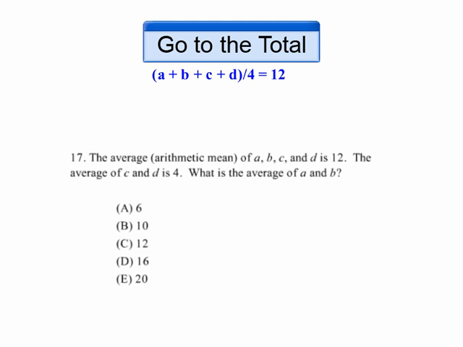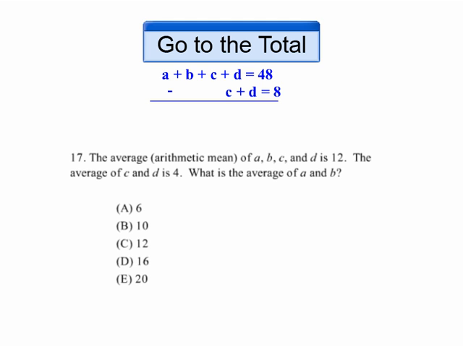Their total is 48 because 4 times 12 is 48. Now they tell us the average of C and D is 4. So (C + D) / 2 = 4. Therefore, C + D = 8. So the total of C plus D is 8.